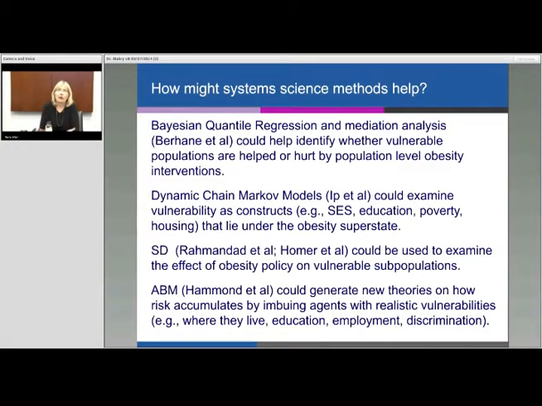So how could system science methods help with this kind of problem? Kiros Berhane from USC has this method called Bayesian quantile regression and mediation analysis, in which he's able to look at the mediational effects of a variable on any point of the distribution, any quantile of the distribution. So it's a real helpful type of method for helping characterize the benefit of an intervention, on who's benefiting.